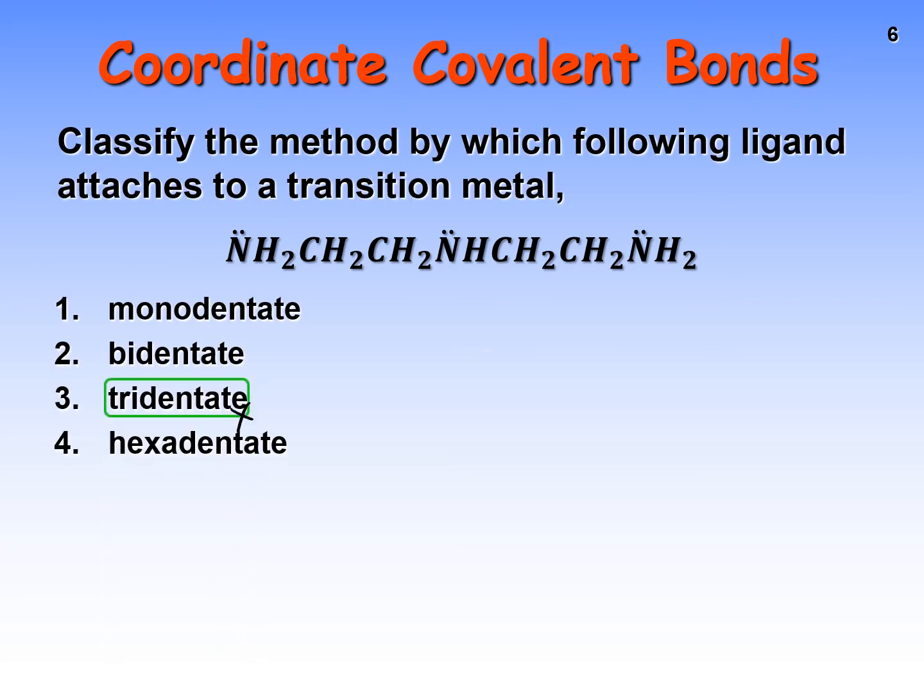These need to be fixed. It is a tridentate ligand. Classify the method by which the following ligand probably attaches to a transition metal, and we got this structure. How do we know that it's tridentate?